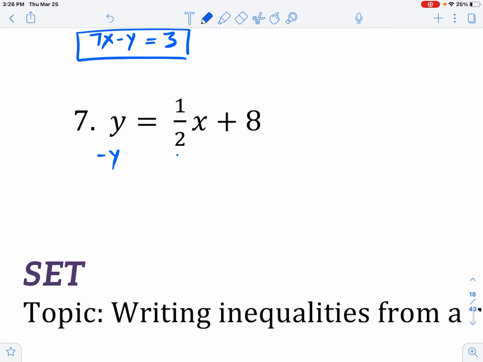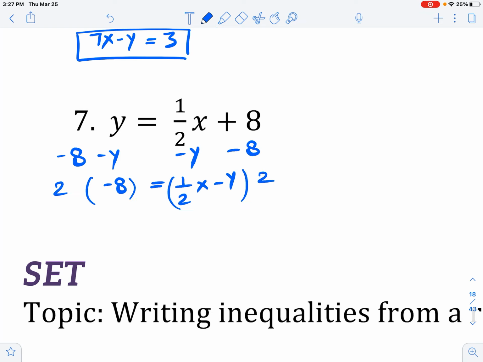I would subtract y from both sides, and I subtract 8 from both sides. So I have negative 8 equal to half x minus y. That's it. But that's still not a standard form, because I just want the fraction to go away. What I can do, I can multiply both sides by 2 to get rid of the fraction. So that's negative 16 is equal to x minus 2y. And I can now switch the sides and I can say x minus 2y equal to negative 16. That's my answer here.